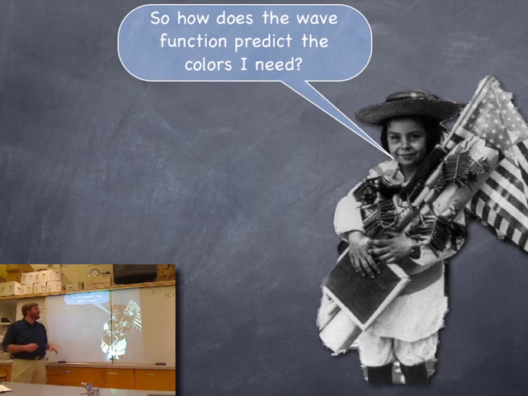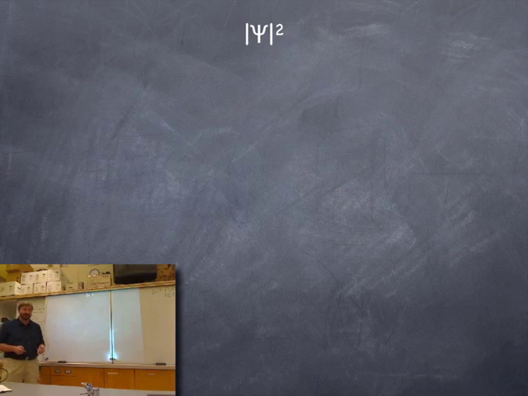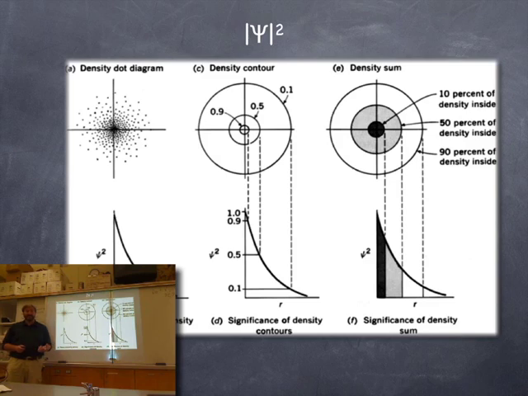But one of the big issues is that, as I say, it's probabilistic. It doesn't give us exact values. It gives us percentages, likelihoods, of knowing certain things. For our purposes, what turns out to be really important is the square of the wave function. The square of the absolute value of the wave function gives us what we call a probability density.